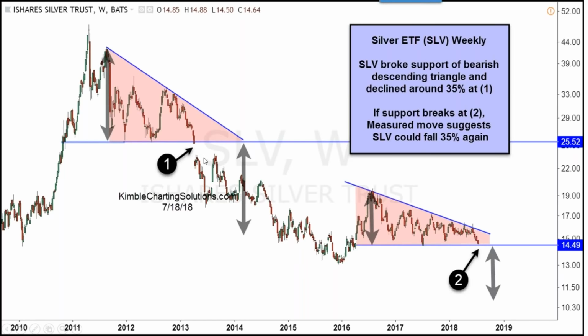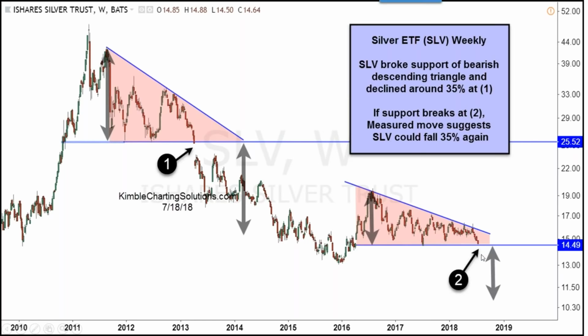It took a couple of years to make this pattern, and then once support broke, it continued to see selling take place. So now over the last 2 years, it appears that we have another bearish descending triangle pattern taking place with silver testing support.